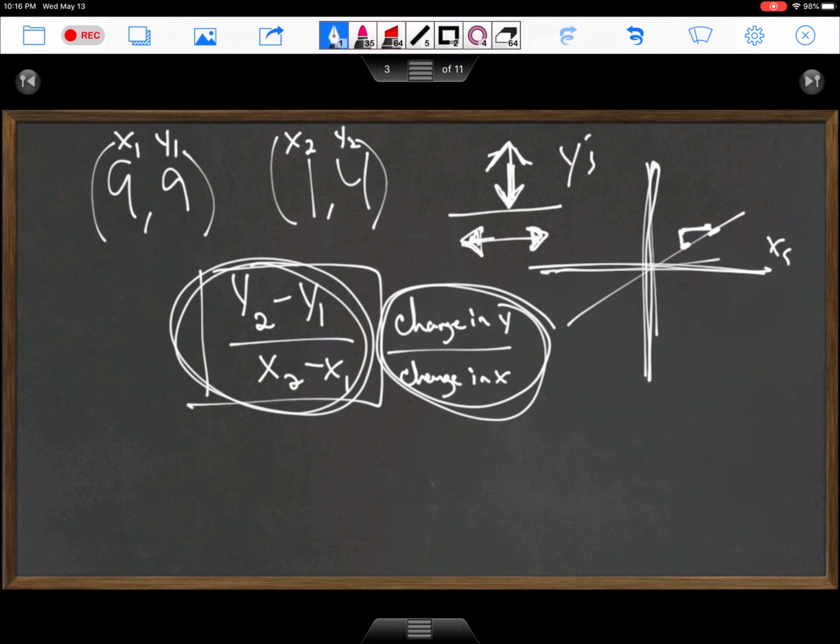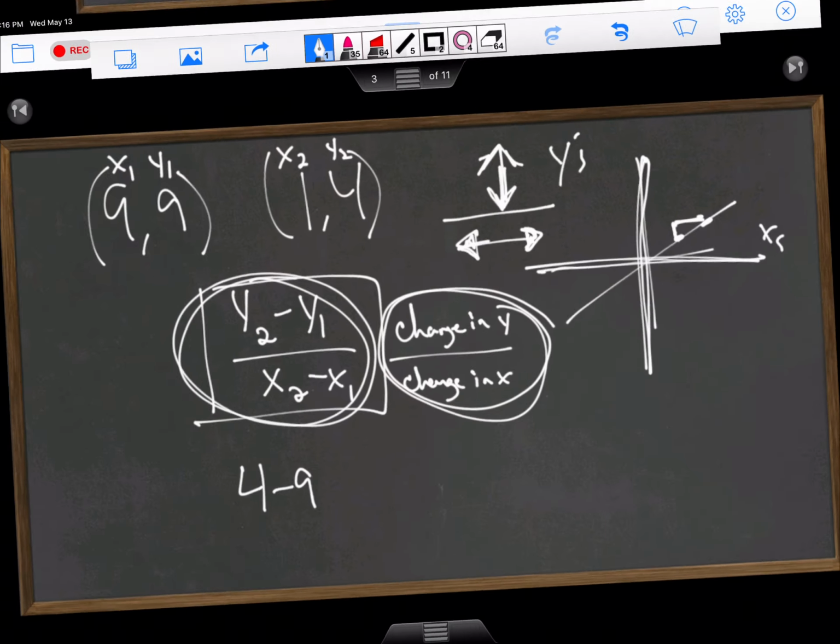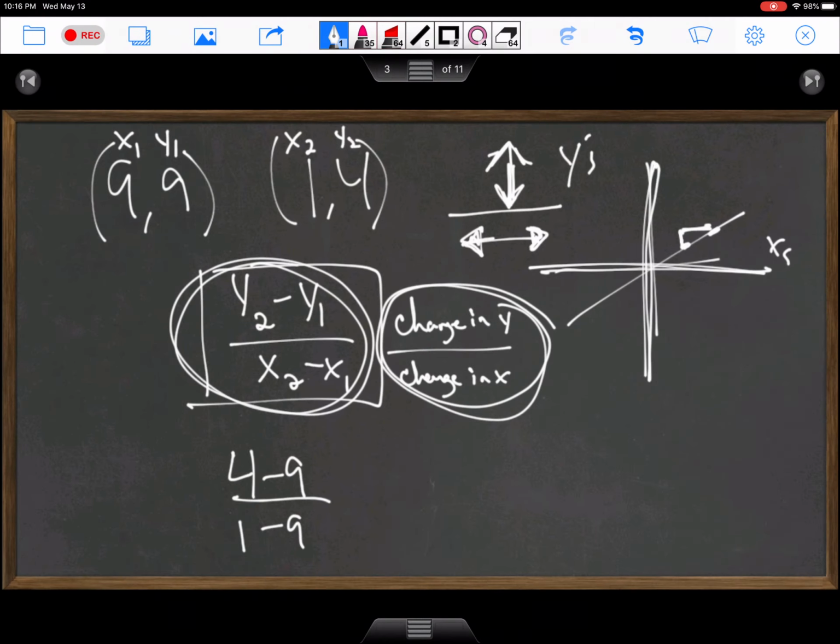So another thing you can do is if you label it, it kind of becomes a substitution problem. So y2 minus y1 is going to be 4 minus 9. And I'll show you that. y2 minus y1 is 4 minus 9. And x2 minus x1 is going to be 1 minus 9. So how does it change in the y's up and down over how does it change in the x's side to side? So 4 minus 9 is negative 5. 1 minus 9 is negative 8. So our slope is 5/8. We're going to always simplify. A negative divided by a negative is a positive.